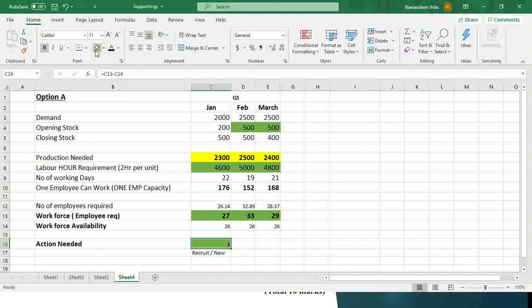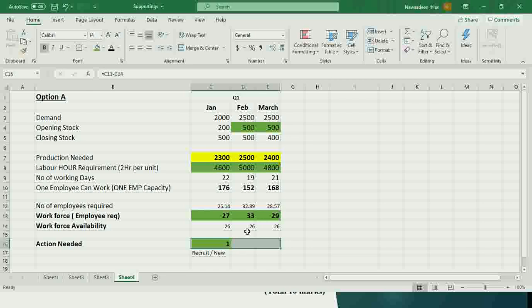Clear? Right. Hope everyone understood this one. So now our labor force is changed to 27.